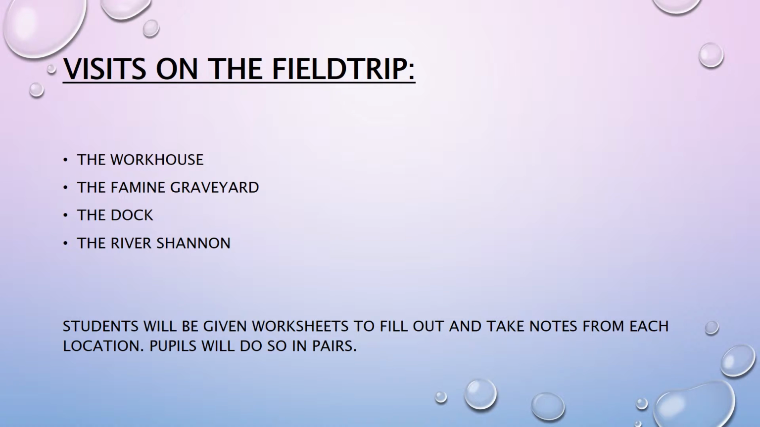We will visit the following places on the field trip. Firstly, the workhouse. Secondly, the famine graveyard. Third, the dock. And lastly, the River Shannon itself. Students will be given worksheets to fill out and take notes from each location. Pupils will do so in pairs to encourage pair work.